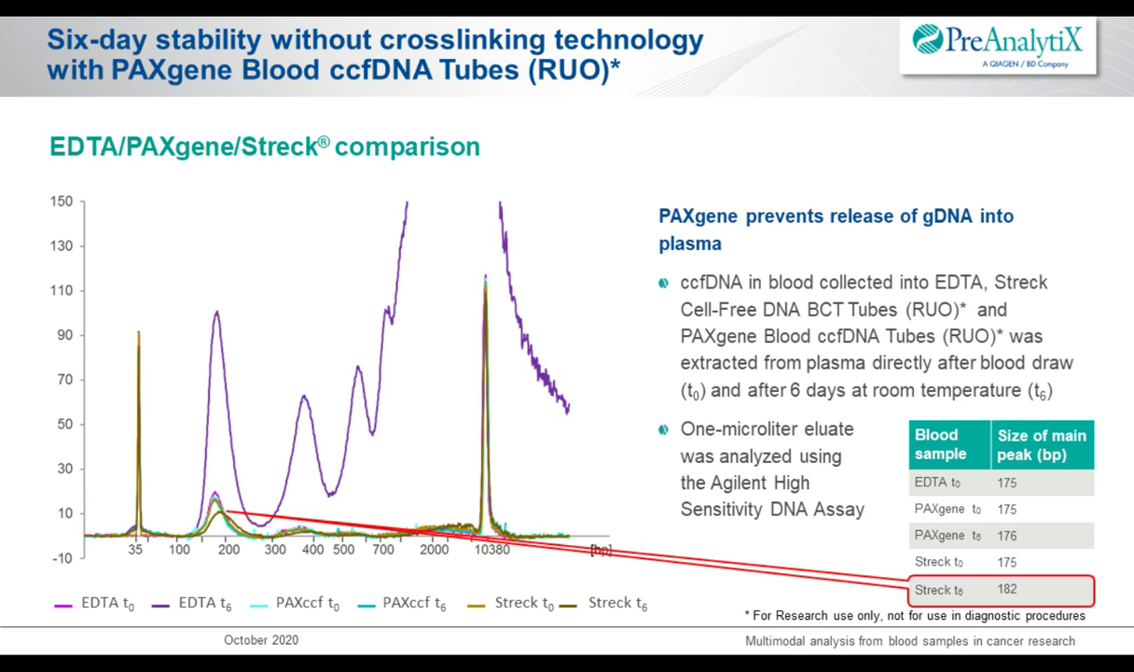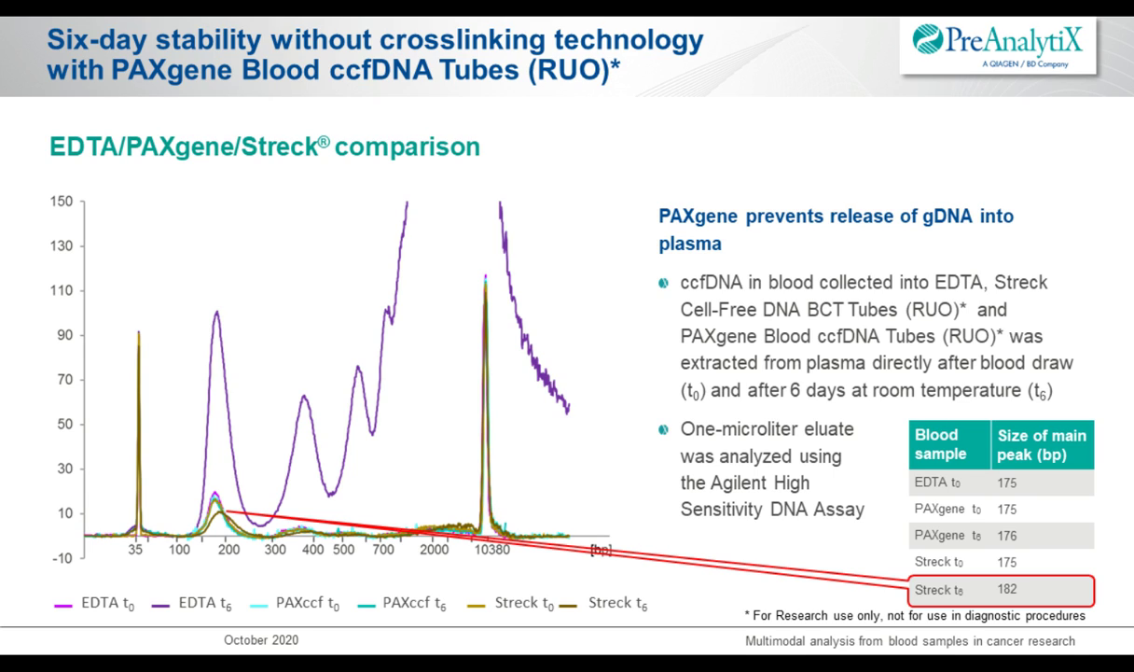And this is because the Tracks tube uses a different methodology, a different compound in the stabilization solution. So this tube contains formaldehyde-releasing substances, and this formaldehyde crosslinks the cell membranes and therefore prevents the gDNA from being released from the cells.